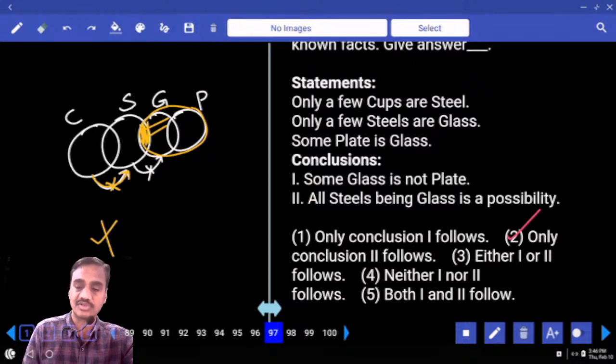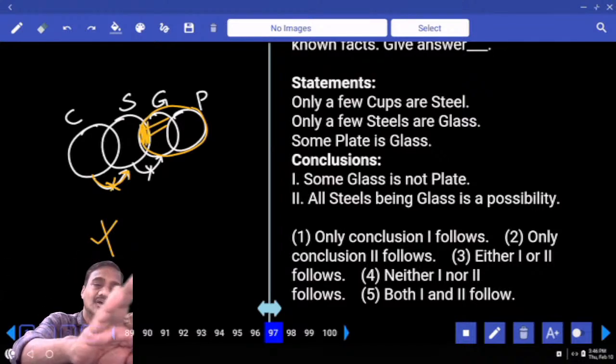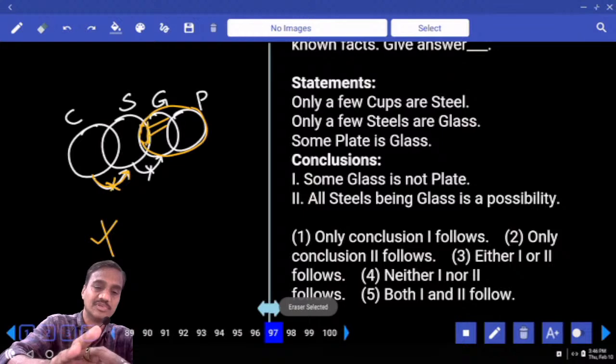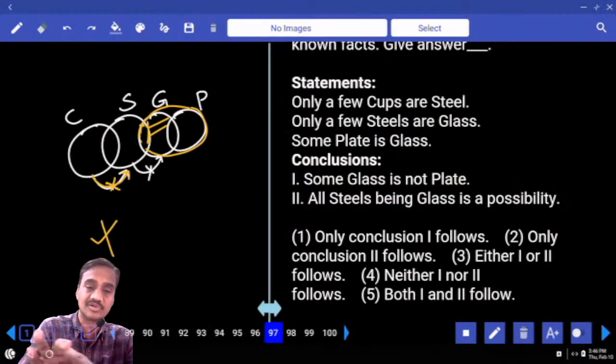Yes, all steel, sorry. Now, is all steel or glasses a possibility or not? All steel or glasses, is it possible here? All steel or glasses mean the center steel must be part of glass.